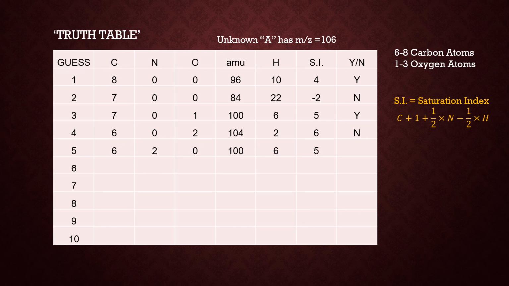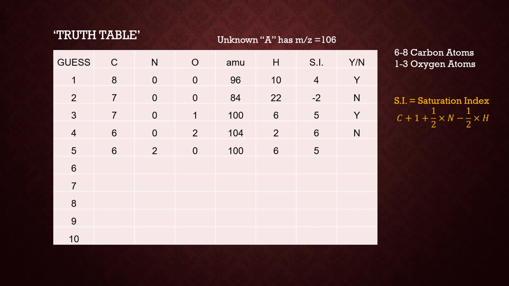The other heteroatom, namely nitrogen, I have to add in pairs. So I would have to add 2 nitrogens in this case because the A has an even value. So I know if I have nitrogens at all, they have to be an even number of them. So I go 6, 2, 0, which gives me an AMU of 100. I get 6 hydrogens required. Saturation index is 5. That's not so bad. That might actually work. So if we look at this from this standpoint, I have 3 plausible guesses.